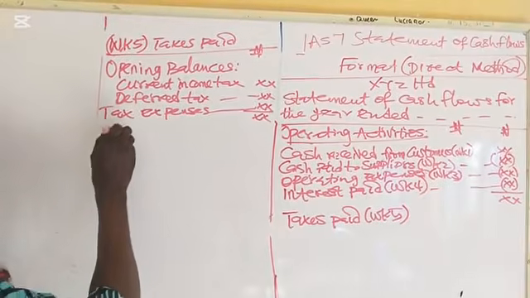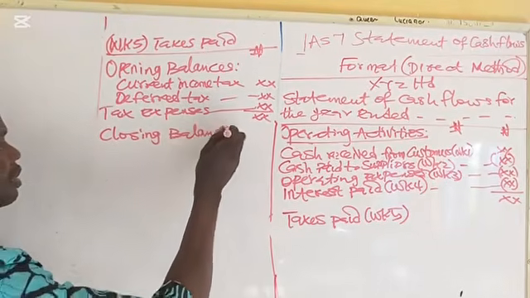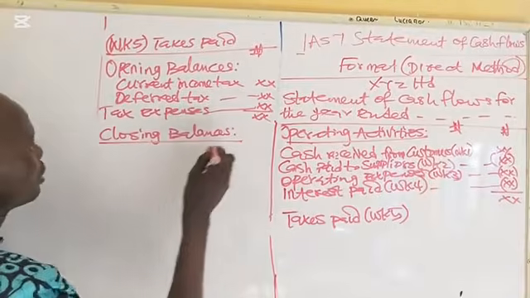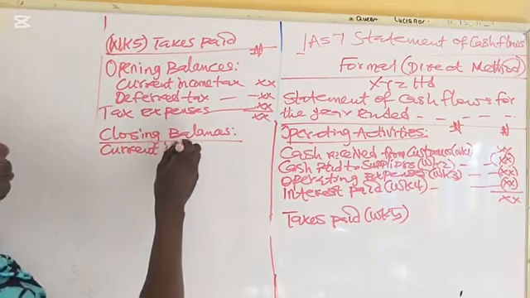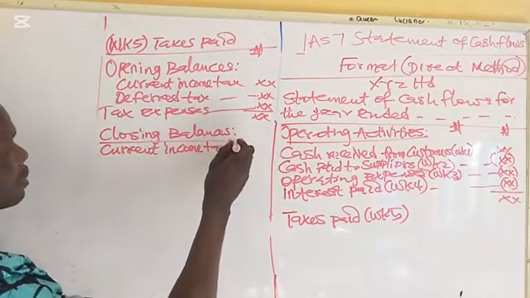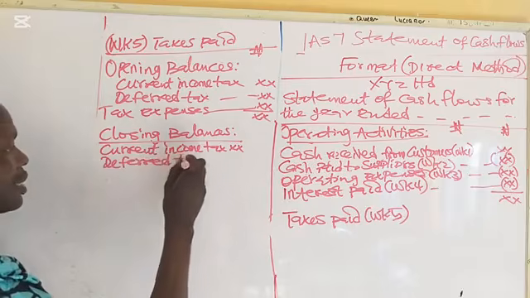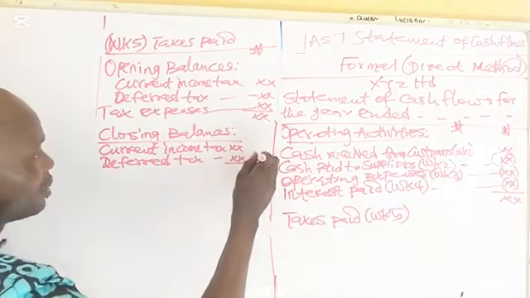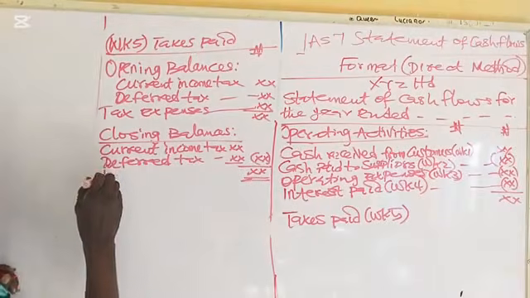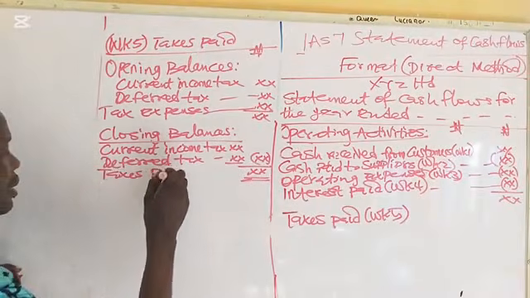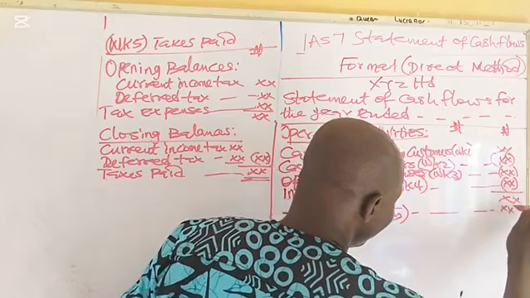Now subtract closing balances, which includes current income tax, then deferred tax. So then after you subtracted the closing, you have tax paid. So include the tax paid.